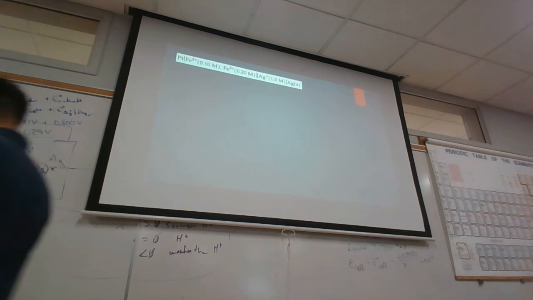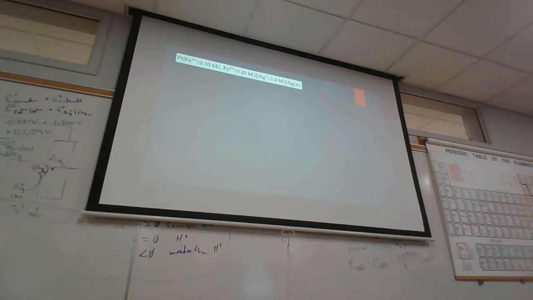So I need to look at the net reaction here. The net reaction is iron 2 gets oxidized by silver ions to form iron 3 and silver metal. So the iron 2 is at 0.10 molar. The silver ion is at 1.0 molar. The iron 3 is at 0.20 molar. And the silver is a pure solid.